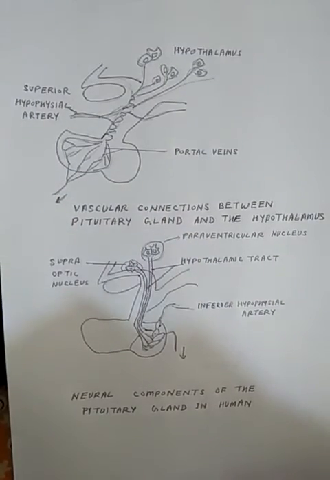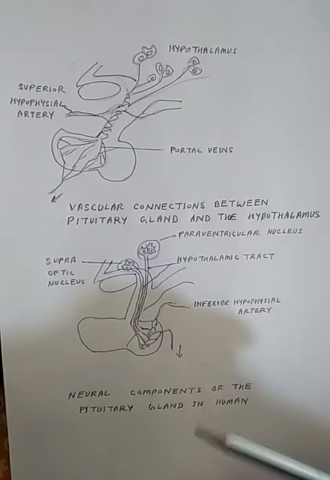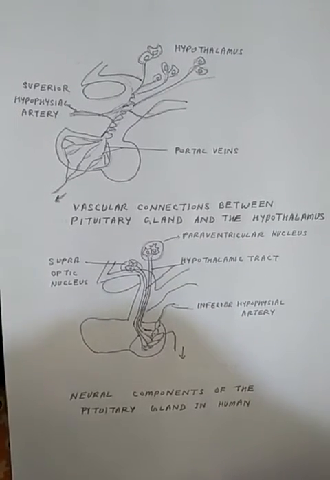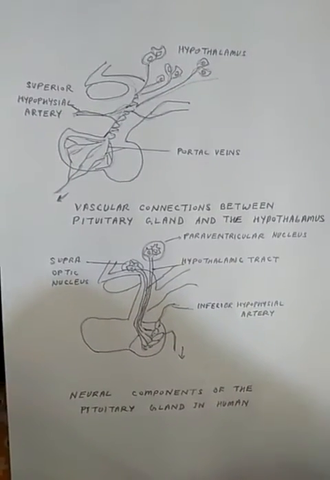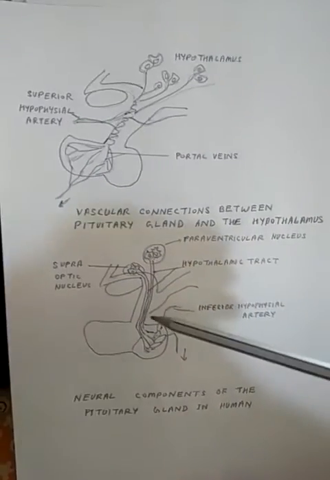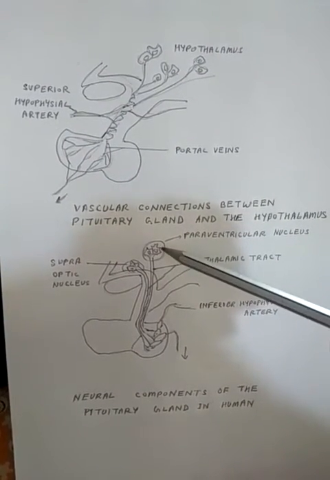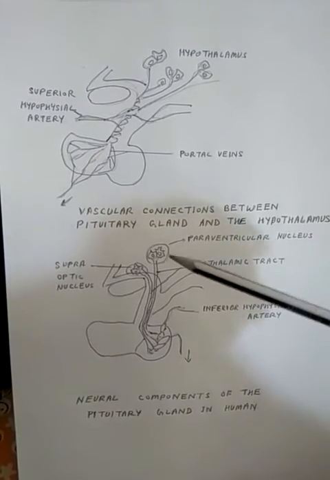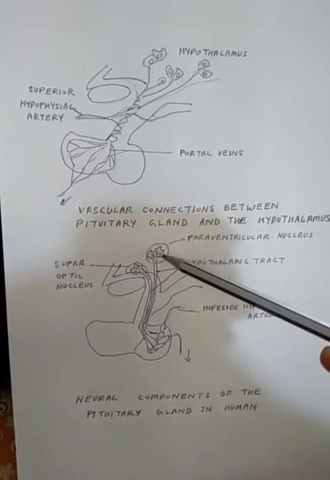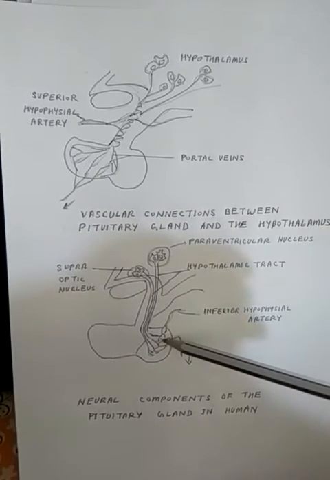In case of the posterior pituitary, it also gets messages from the hypothalamus, but the hypothalamus sends the signal through nerves. You can see here in the hypothalamus there are nerve cell bodies, there are neurons, whose cell bodies you can see, and through these neurons the hypothalamus connects to the posterior pituitary.